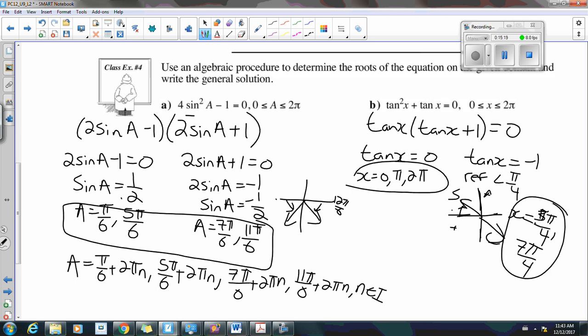So between 0 and 2 pi, we have 5 solutions. Our general solution this time, well, this solution can be described as every pi radians. So one general solution will just be pi n. That describes those. 3 pi over 4 to 7 pi over 4 are exactly pi units apart. That is the period of the tan graph. So the second one we could describe as 3 pi over 4 plus pi n, where n is an integer. That would be our general solution.